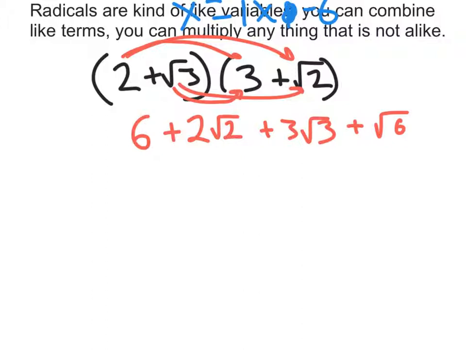So ladies and gentlemen, that would be our answer for the binomial 2 plus the square root of 3 times 3 plus the square root of 2. And there's nothing else to combine. If you think about it, this is like a 2x, this is like a 3y, this is like a z or something like that. You can't combine any of those. So let me clear this and do one more final example.